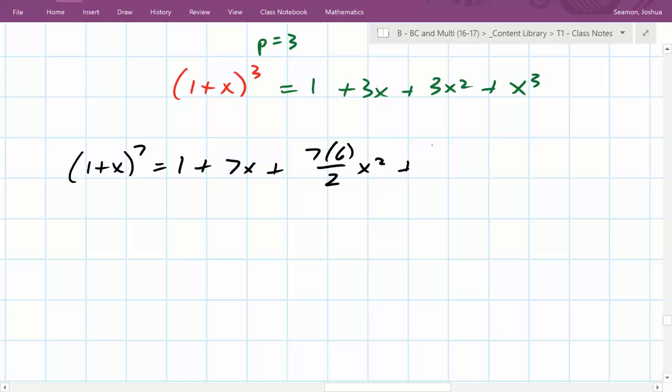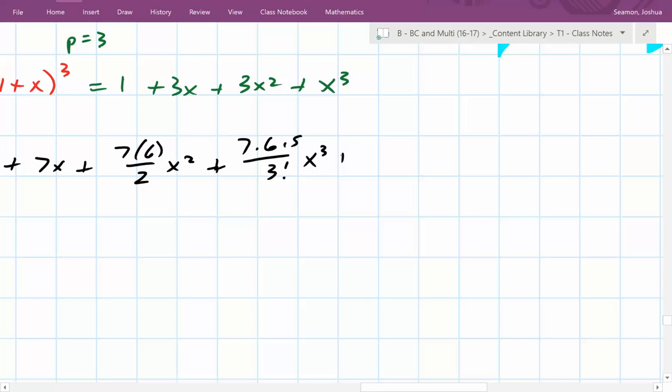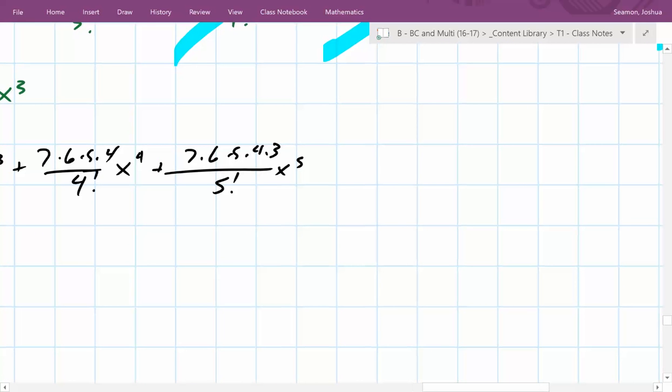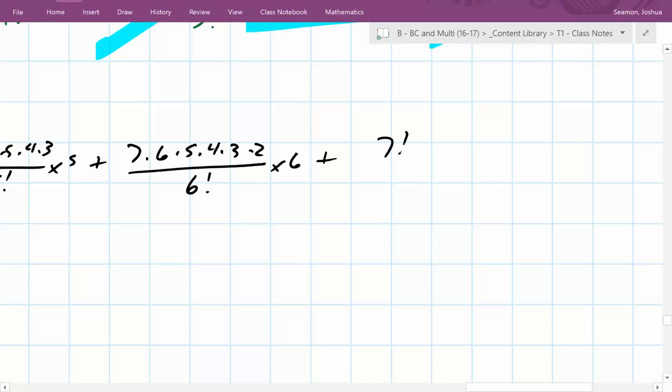What's the next term? 7 times 6 times 5 over 3 factorial x cubed. Could you keep going? Yeah, 7 times 6 times 5 times 4 over 4 factorial x to the fourth plus 7 times 6 times 5 times 4 times 3 over 5 factorial x to the fifth. Now, am I ever going to ask you to multiply that out by hand? No. x to the sixth. And what's the last term? 7 factorial over 7 factorial x to the seventh, because it has to be x to the seventh.